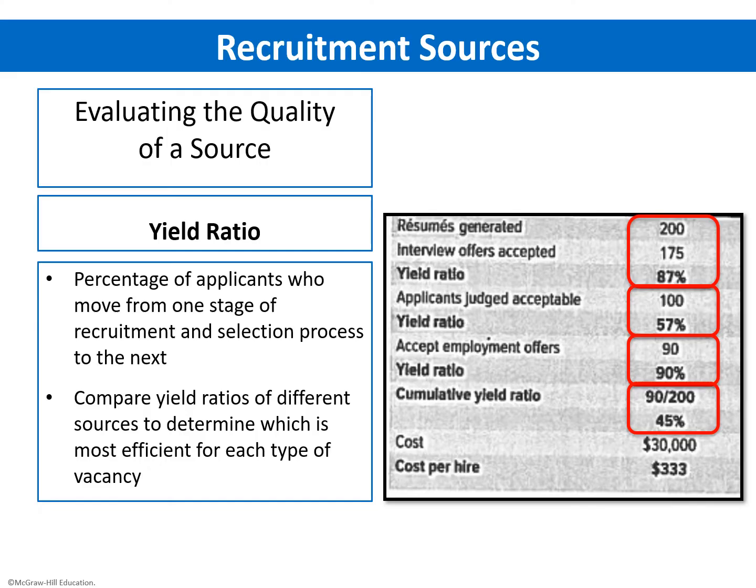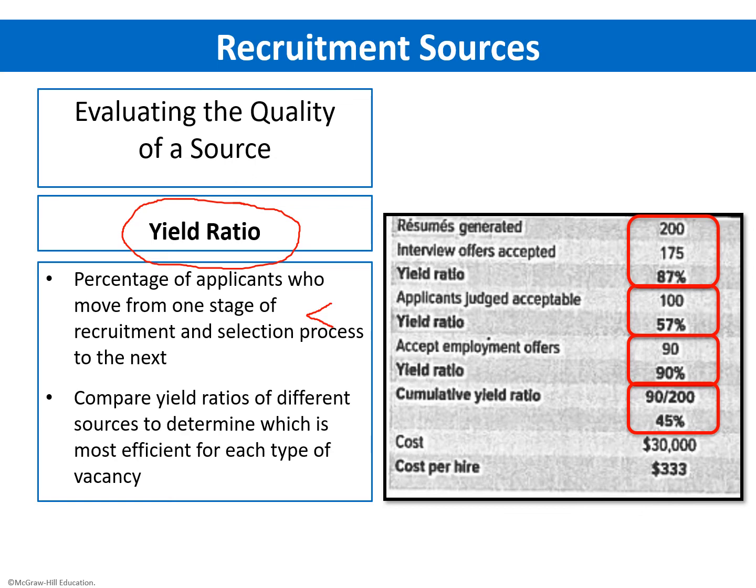Now, as we consider the quality of recruitment sources, we're going to want to think about how we are going to evaluate different sources. And one way we can do this is with something called a yield ratio. A yield ratio measures the percentage of applicants who move from one stage of the recruitment and selection process to the next. Okay, and basically what we can do is compare these values to evaluate what the most efficient recruitment sources are.